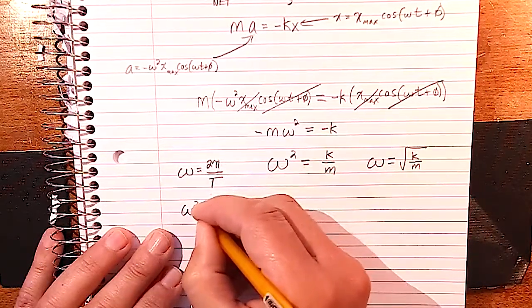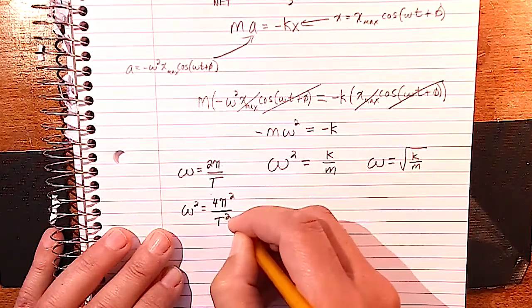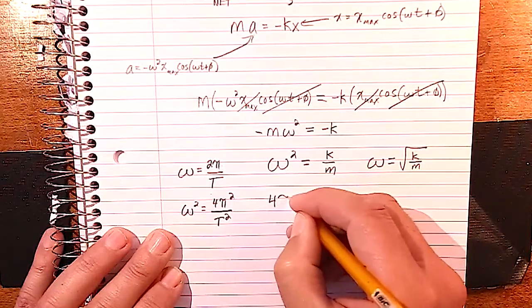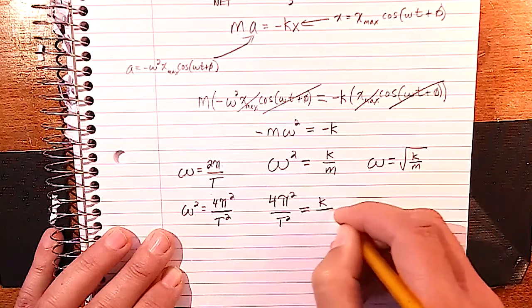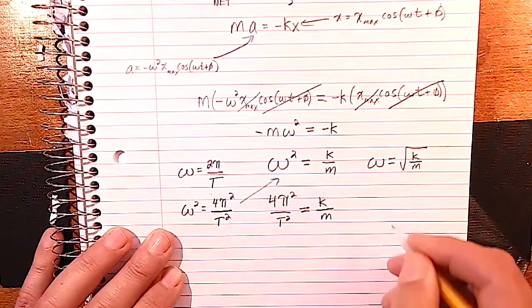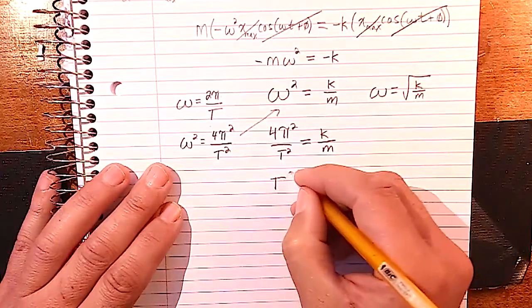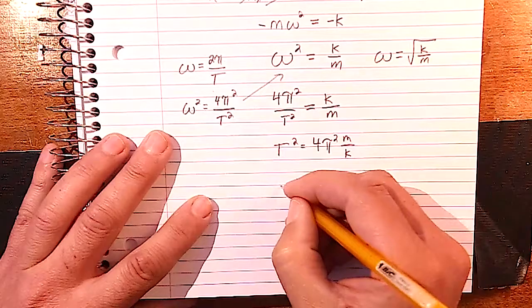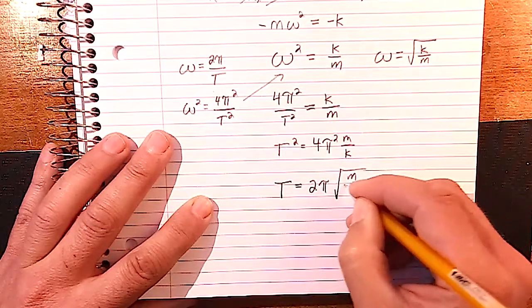So if this is true, then if we square both sides, we get 4 pi squared over T squared. And we can say that 4 pi squared over T squared must be equal to k over m. We're just substituting that in. So rearranging, we have T squared equals 4 pi squared m over k, or the formula, which is T equals 2 pi radical m over k.